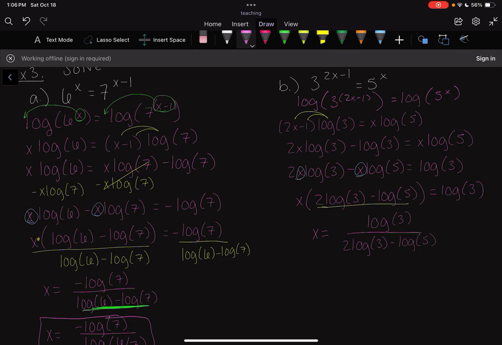Now this can simplify a little bit further. Two log 3 is the same as log 3 squared, which is 9. And then at the bottom, if you're subtracting logs, you can write that as one log with division. So 9 over 5. So this is fully simplified. That's definitely your longest type of problem that you could see.